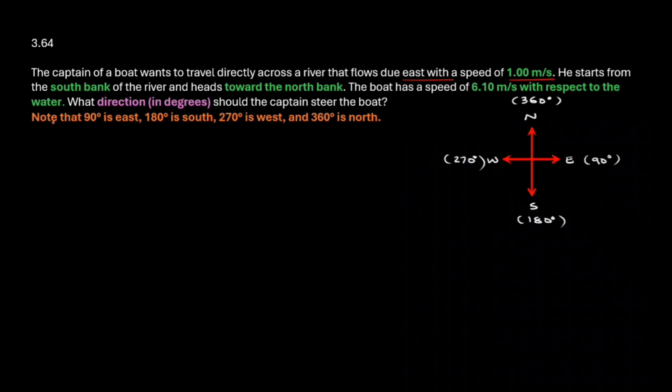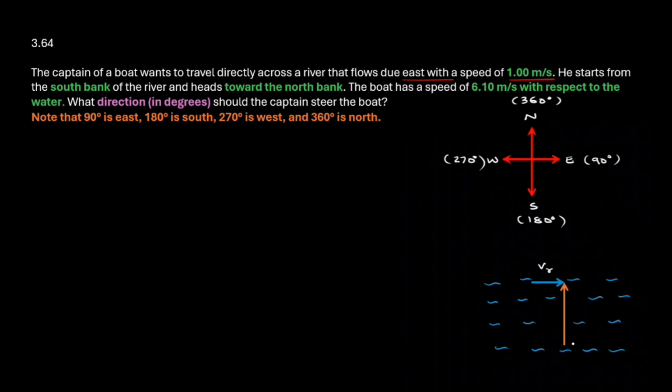And here they have mentioned that 90 degrees is east, 180 degrees is south, 270 degrees is west, and 360 degrees is north. So let us first sketch the problem. You have a river and the captain of a boat wants to travel directly across the river from the south bank to the north bank. The river has a velocity due east, and let us call this velocity of river VR. So in what direction must the captain steer his boat in order to travel directly across the river?